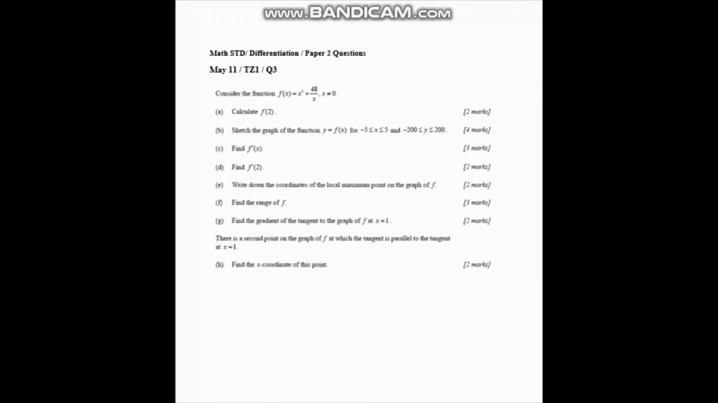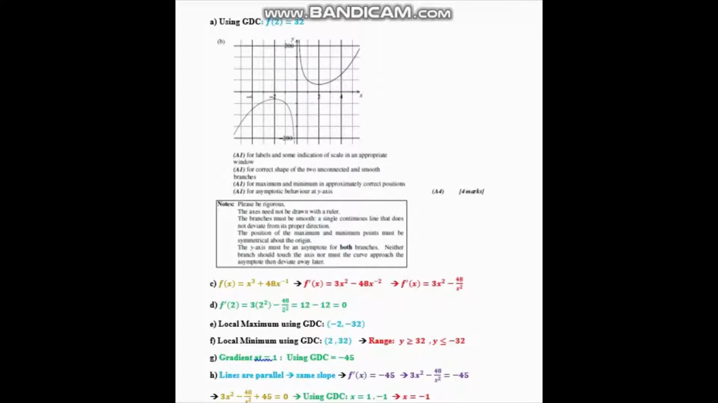Next, in question C, I'm required to find f dash of x. So I've rewritten the original function f of x here. The change that I've made is that instead of having 48 over x, I've written it down as 48x to the power of negative 1. This is simpler to differentiate. Hence the derivative function looks like this, or like this. This is another form of the derivative function that also works. Again, the only difference is here x has a negative exponent, and here x has a positive exponent in the denominator. Both are fine.